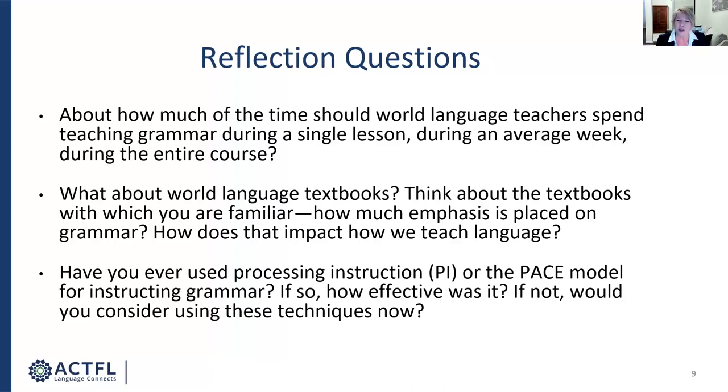You're right. So Paris, I'd like to hear what you have to say about using processing instruction. That's very interesting that you're using it.